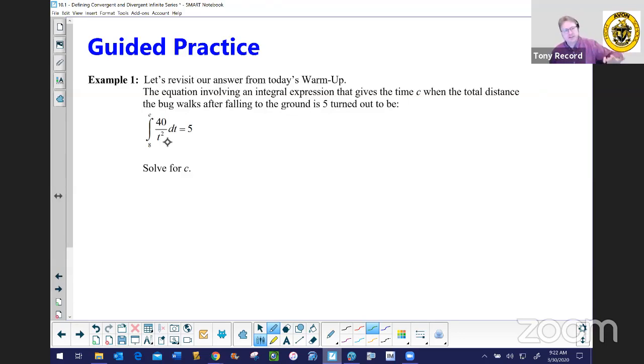If you're a teacher watching this, you know what we're talking about. We've seen students do that from time to time. But let's make sure we understand that that is a t squared.